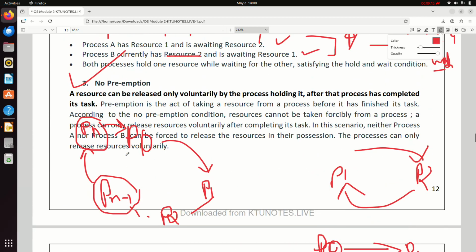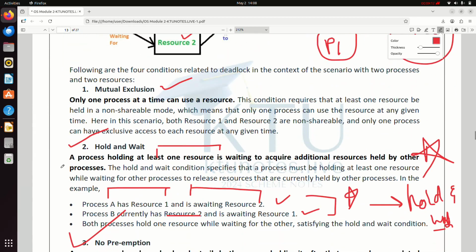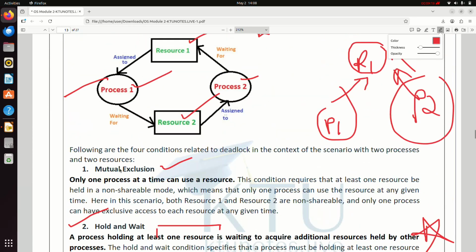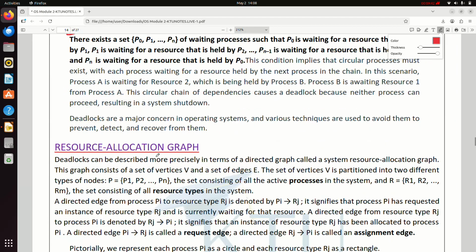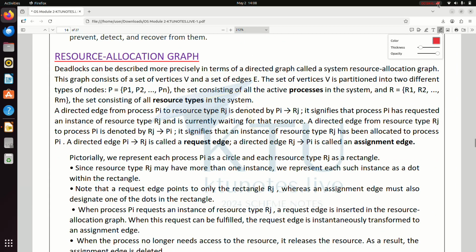Okay, so these are the 4 necessary conditions for deadlock. Mutual exclusion, that is, one process can only use a resource at a time. Then the hold and wait condition, right? Then non-preemption, that is, you cannot remove a resource involuntarily; only the process would release that resource after the task has been completed. Understood? Then finally is the circular wait. Okay, this is about deadlock. In the next class we will learn about the resource allocation graph. Thank you.